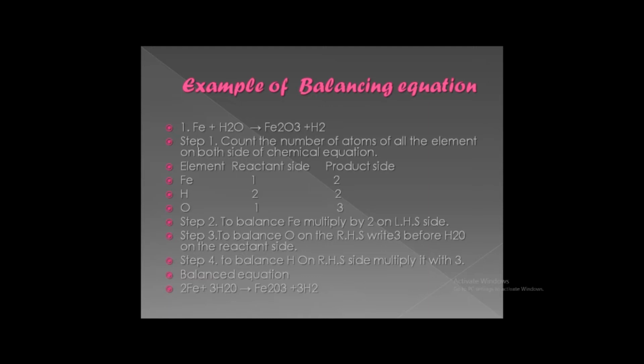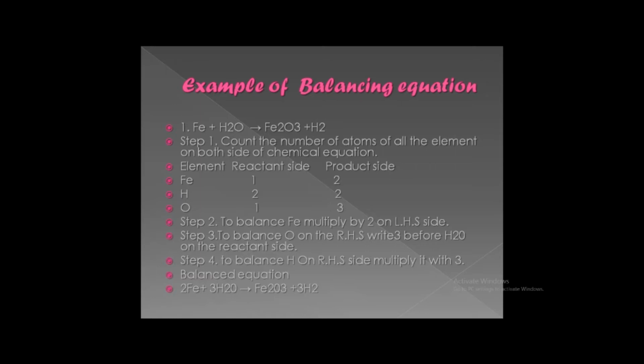Step 1. Count the number of atoms of all the elements on both sides of the chemical reaction. We see on the left-hand side iron, hydrogen and oxygen. There are three elements, so we count the elements on the left-hand side. Iron on the reactant side is 1 atom. Hydrogen on the reactant side is 2 atoms. Oxygen on the reactant side is 1 atom.